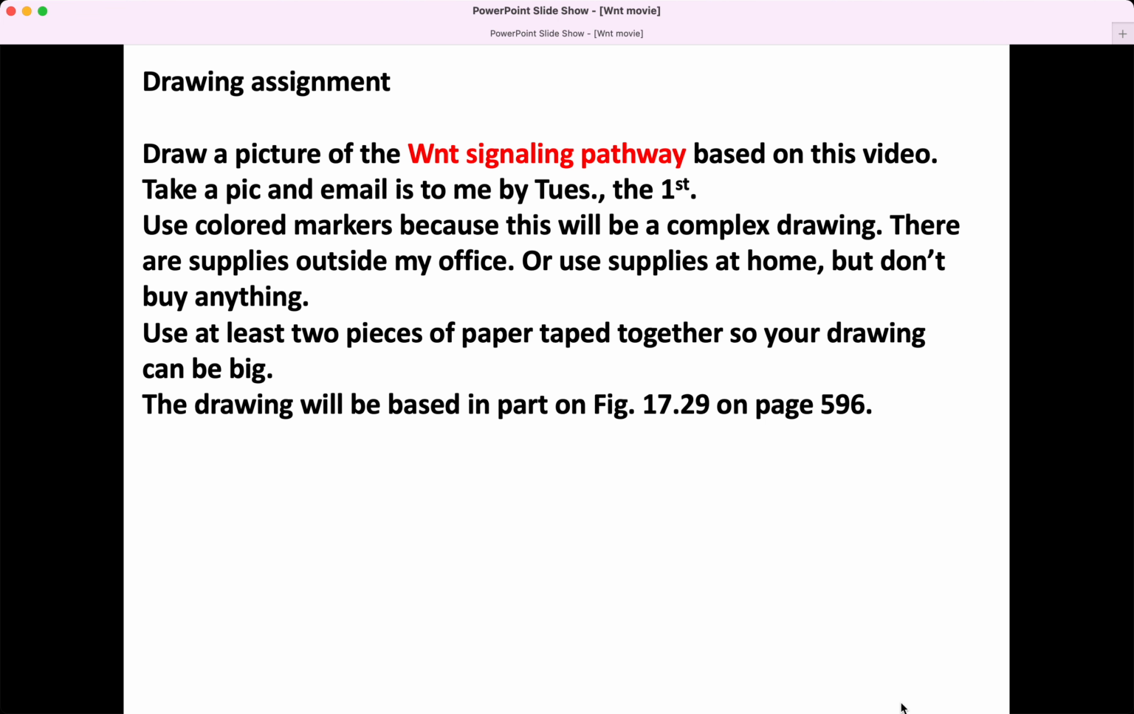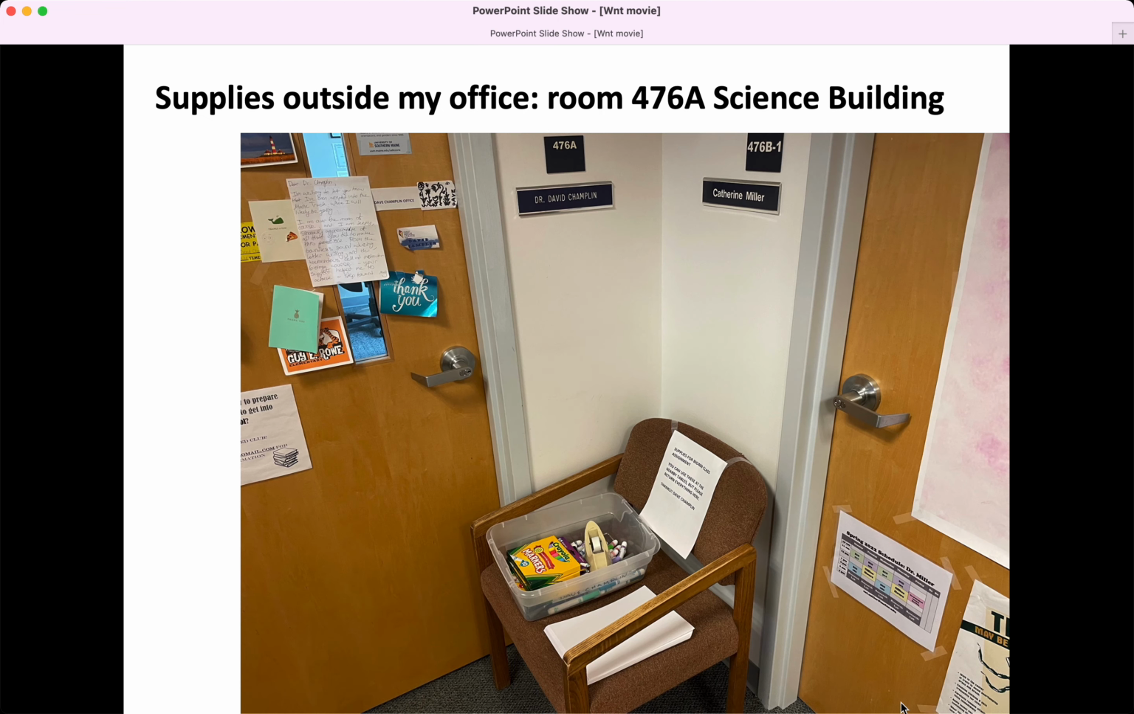There are supplies outside my office, so set up there. You can come on over. You're welcome to come over with a classmate. And there are some tables nearby, tables out by the elevator, right near my office. You can move the supplies out there and the paper, and draw it there. And you can work with another student on the assignment. You're welcome to do that, but you have to make your own drawing and turn in your own drawing.